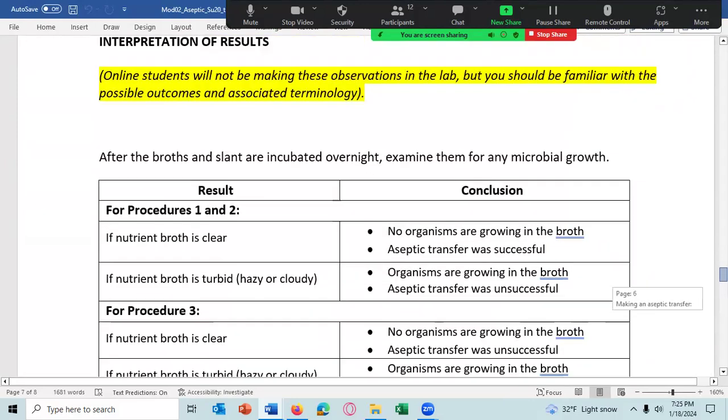Remember to use this table for procedure 2. If the nutrient broth is clear, no organisms are growing in the broth, and aseptic transfer was successful. If the nutrient broth is turbid, hazy, or cloudy, organisms are growing in the broth, and aseptic transfer was unsuccessful.